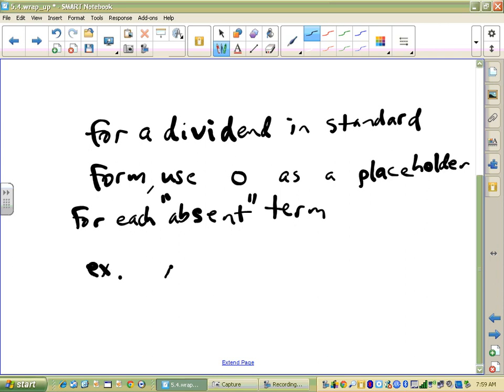So for instance, if we have x cubed plus 2x plus 1, in this case our absent term is the quadratic. Okay? We're missing a quadratic. So for that quadratic term, we would need 0 as a placeholder. That would be the best way I could think of to put it in words. So for a dividend in standard form, use 0 as a placeholder for each absent term.